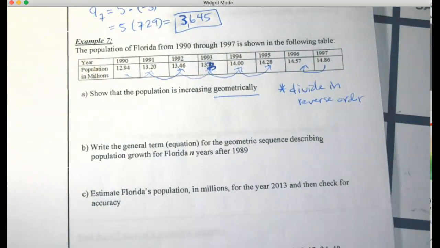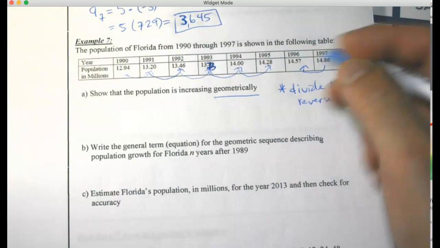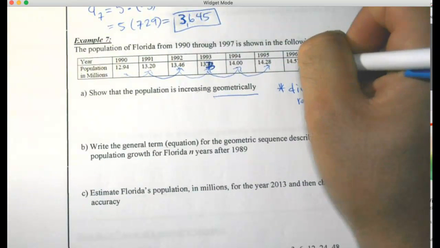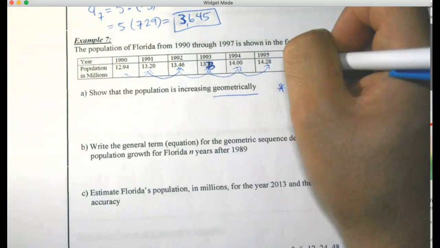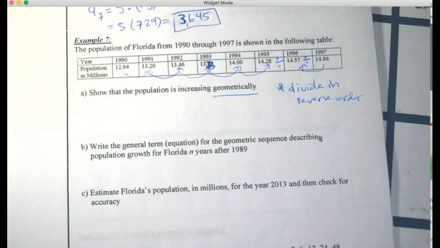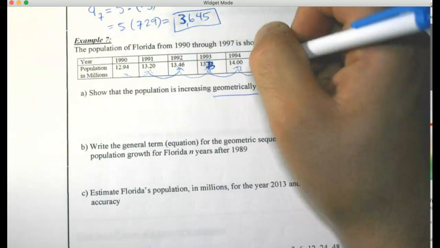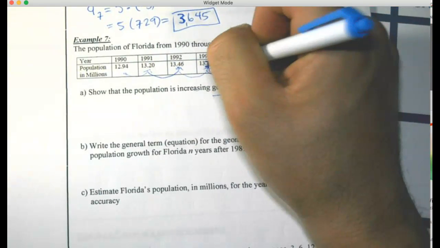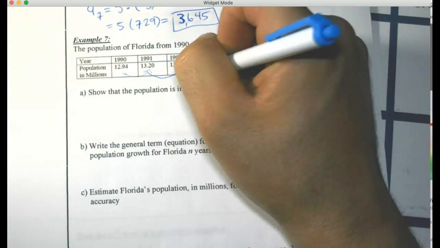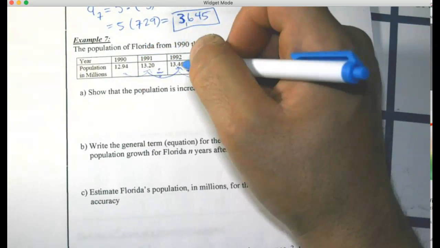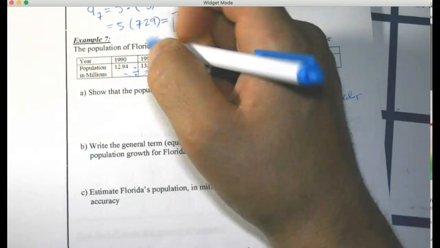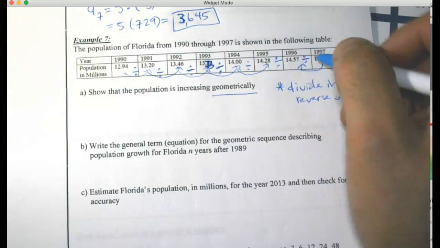If you divide in reverse order, you're going to divide 14.86 by 14.57, and then 14.57 you'll divide by 14.28. I would test this out on a calculator and go down the whole list, dividing these terms in reverse order. When I get down to here, I would divide 13.46 by 13.2, and on this last one, 13.2 divided by 12.94, and I do all that on a calculator, guys.